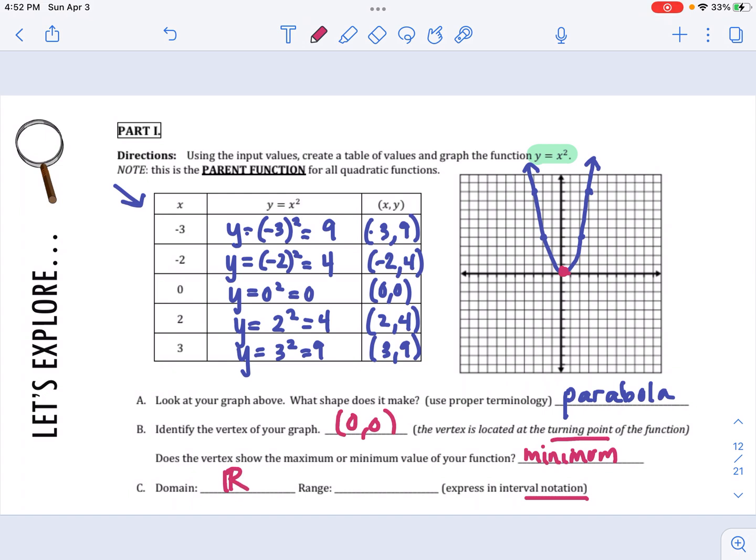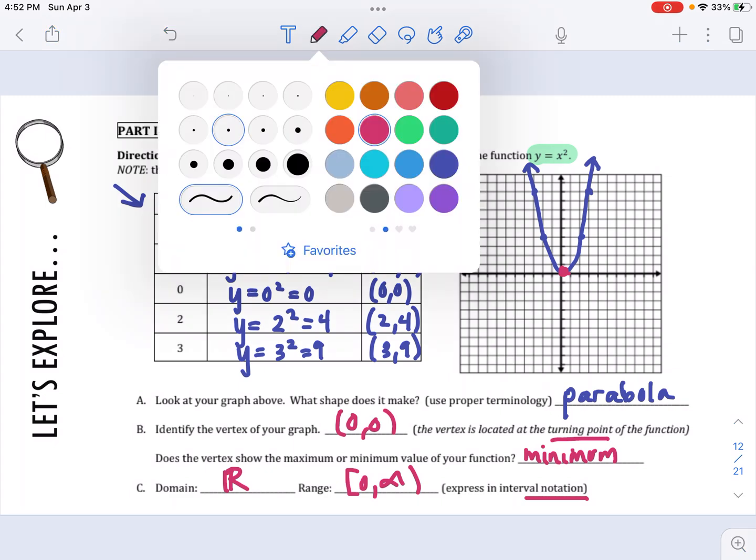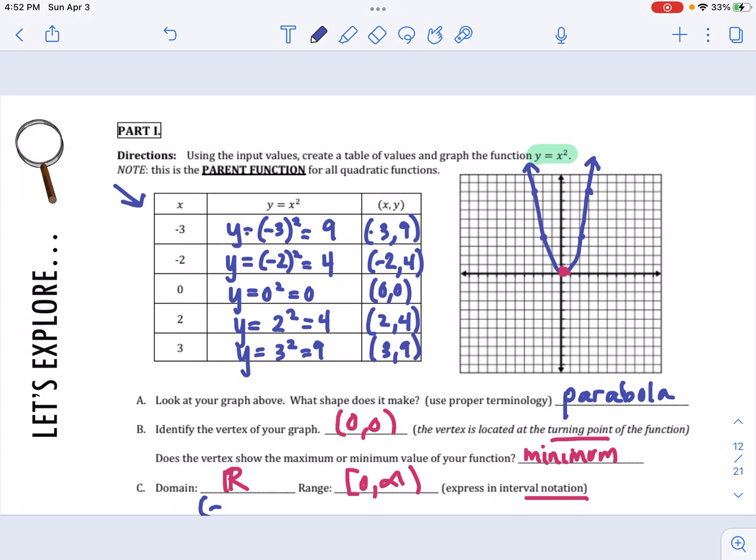And for my range, I'm scanning from the bottom to the top. We notice here that my smallest range value, or my smallest y value, is 0, and then it continues on infinitely. So we're going to say our range is inclusive of 0 to positive infinity. If I did write it in set notation, which we don't need to, I'm going to do it here on the bottom, that would be -infinity to infinity for the domain, and we'd have the set of values of y is greater than or equal to 0.